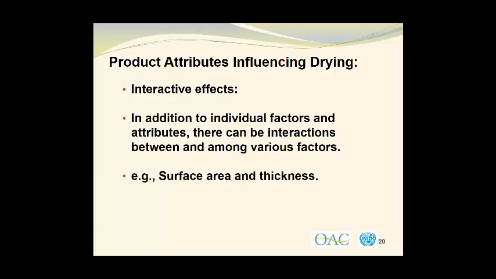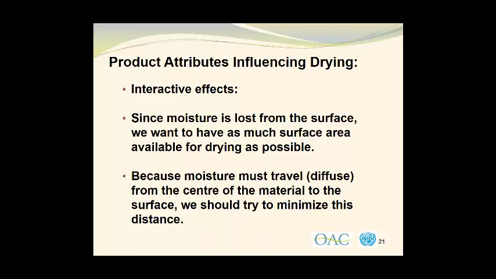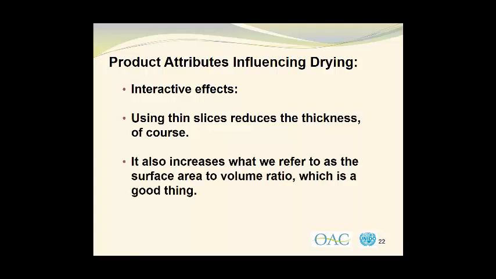An example of this is surface area and thickness. Since moisture is lost from the surface, we want to have as much surface area available for drying as possible. Because moisture must travel or diffuse from the center of the material to the surface, we should try and minimize this distance as well, and this is actually the thickness of the material. Using thin slices reduces the thickness, of course, and it also increases what we refer to as the surface area to volume ratio, which is a good thing.